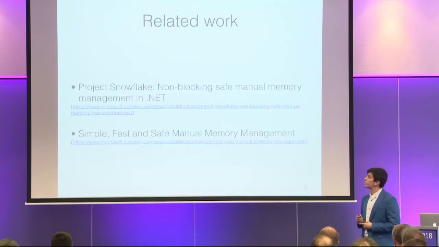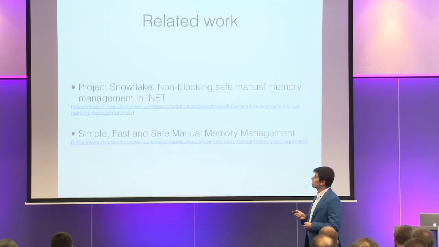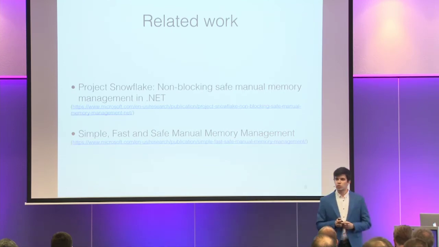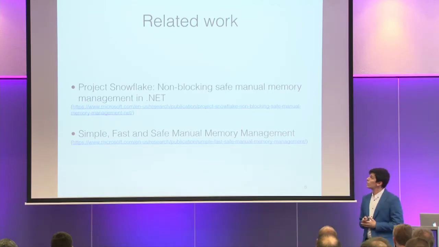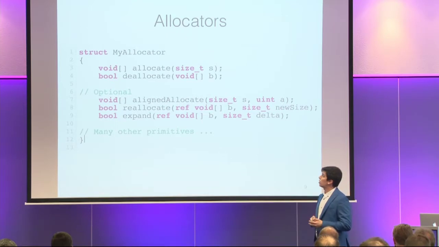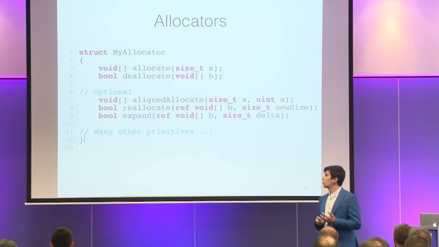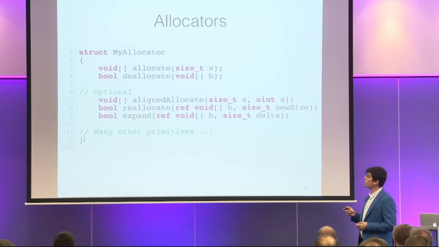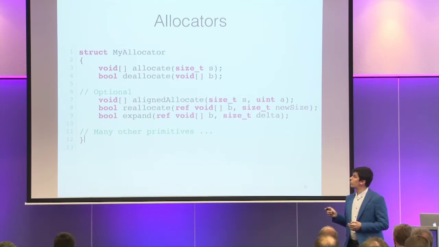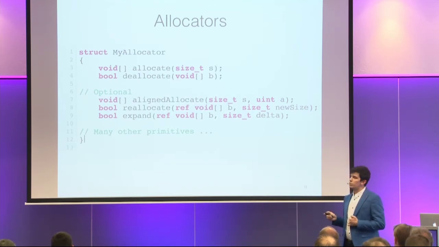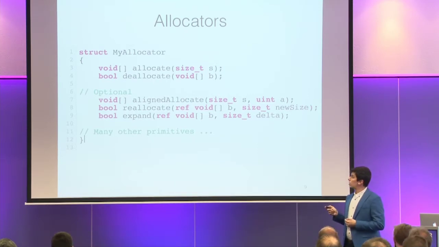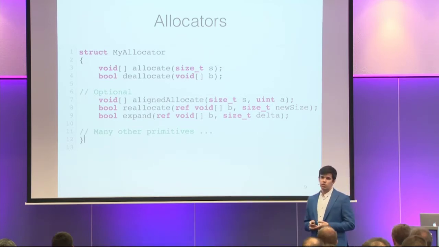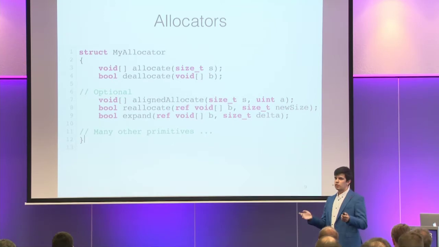All right. In terms of related work, there are these two papers from Microsoft Research, from which I have drawn great inspiration, and I highly recommend you take a look at them. Since this is a talk about allocators, I want to talk about how allocators from the allocator modules in D work. An allocator is just a structure which first of all offers the allocate and the deallocate primitives, which get a fresh chunk of memory and later free it. Optionally, it can provide aligned allocation, reallocation, expansion of previously allocated memory, and many others.